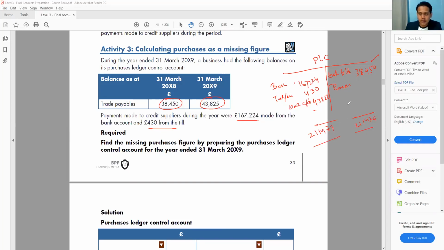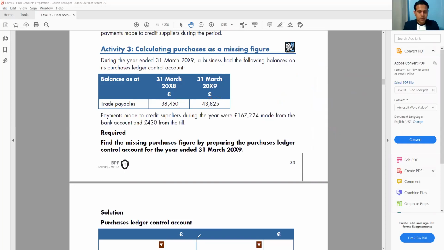211,479. And the balancing figure, how much is it? Minus 38,450. That will give us the purchase. 173,029. Very well done, Alicia. So that's how we can get our purchase figure. This is the purchase, this is the missing figure, exactly like a sales ledger control, just the opposite of the sales ledger control.